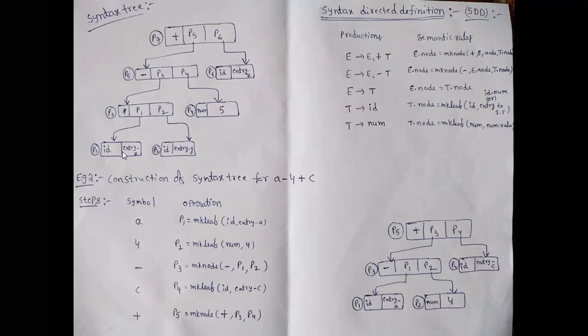So these are the leaf nodes for this particular syntax tree. So this is the construction of a syntax tree. This is another example, construction of a syntax tree for a minus 4 plus c. We can take a screenshot and understand the syntax directed definition for this expression also. Is there any doubt? We can ask tomorrow. Then solve this one: construction of a syntax tree, a minus 4 plus c.